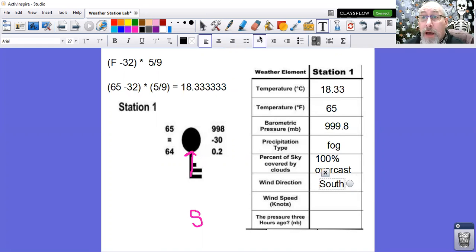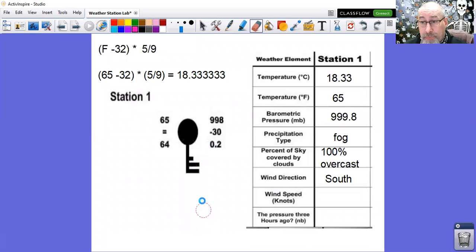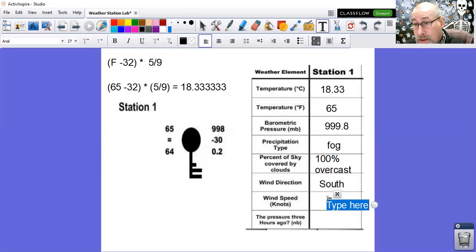All right, our wind speed. Of course, it's already got knots here, so like I said, we don't have to worry about converting that. But we do know how to count them. So each one of these has a value. The long one is 10, the short one is 5. We have 10, 20, 5. So our wind speed for this station model is 25 knots.